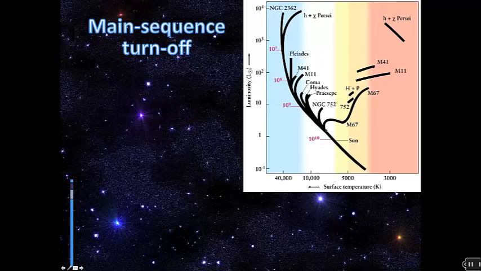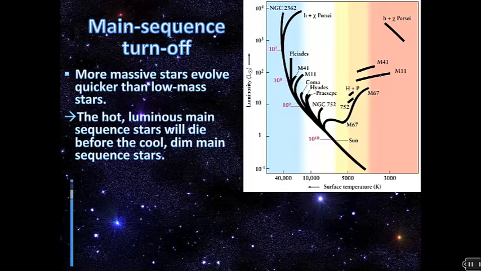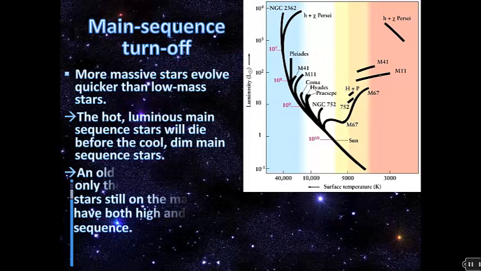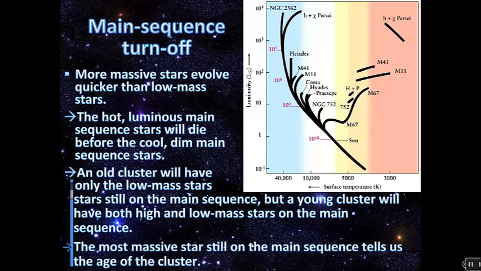Whereas if we go look at this one, M67, that's a really old one. It's basically about the age of the Sun, more or less, and it's already got its big red giant branch. So we've got more massive stars evolving more quickly, and the hot and luminous stars are dying more quickly. In the oldest clusters, they're only going to have the lowest mass stars, but a young cluster can still have its high and low mass stars on the main sequence.